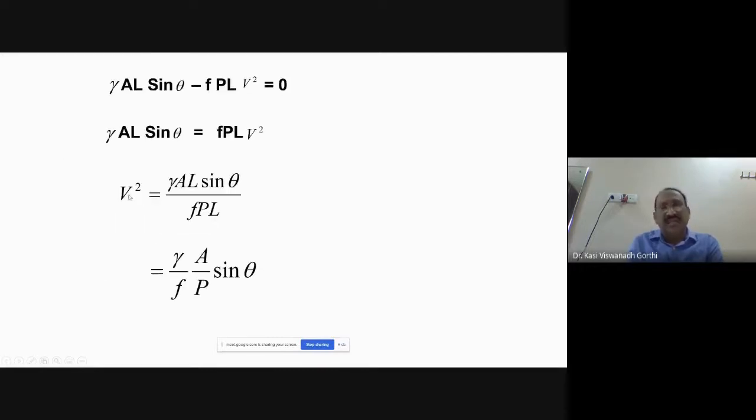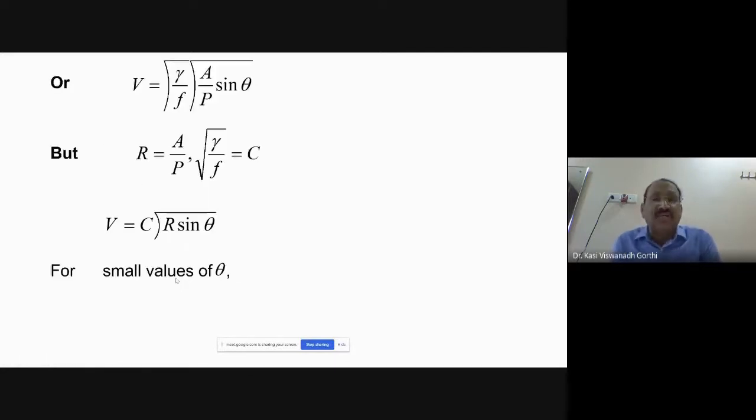Mean velocity: V squared is equal to gamma by F into A by P into sine theta. Or V is equal to square root of gamma by F into square root of A by P into sine theta. A by P is the hydraulic radius R. What is gamma? Unit weight of water.